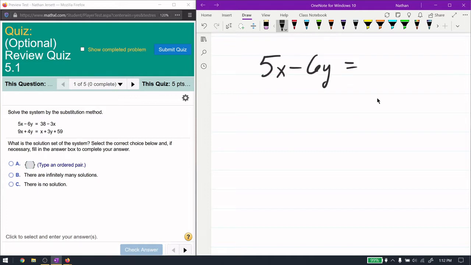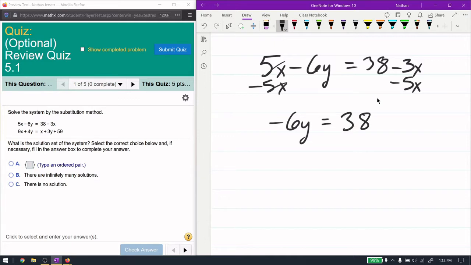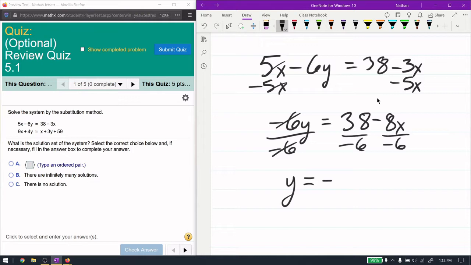I'm going to remove the 5x from the left-hand side. So I'm going to subtract 5x to this other side. And you'll see I get negative 6y equals 38 minus 8x. I can divide out the 6. I'm going to divide everything by the 6. It's going to be easier to work with, I think. And we get y equal to 38 over negative 6, which is the same thing as negative 19 over 3. I think that's correct. And then negative divided by negative is positive, and then we get 4 over 3.